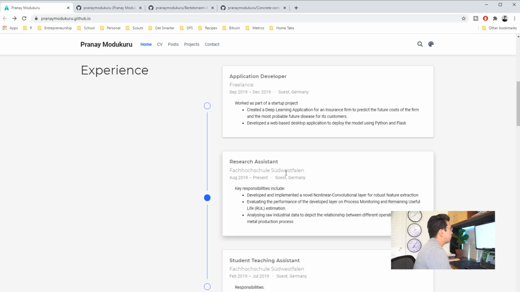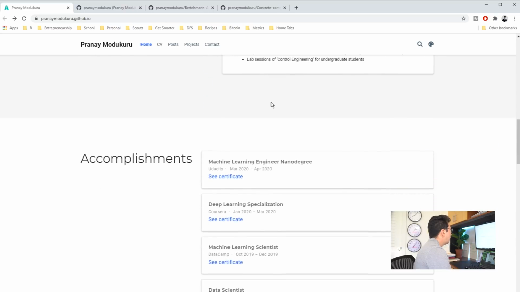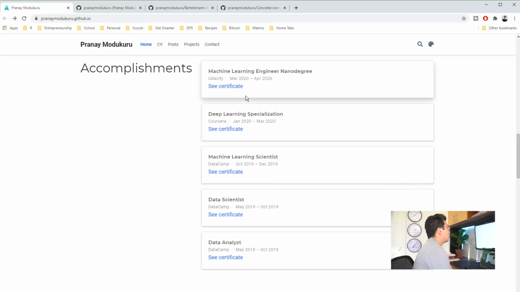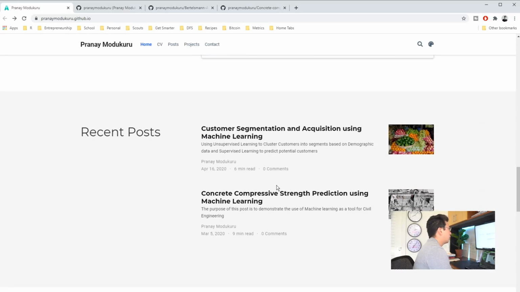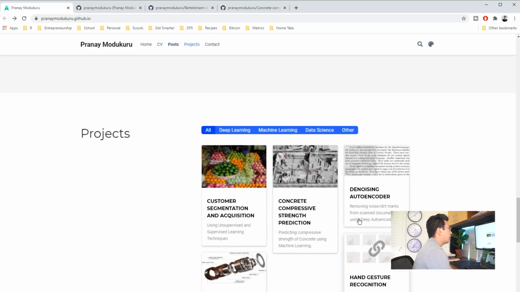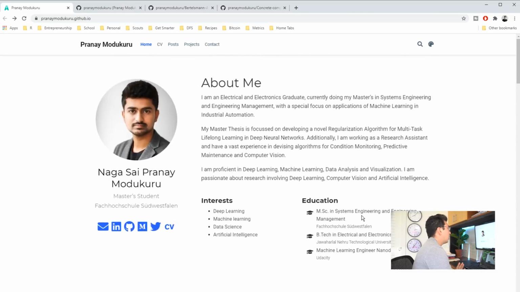I will say some very small things. I recommend that he put the research assistant up top because that's the most recent one. In my personal opinion, I don't think certificates hold as much weight as projects do, for example. So I would put all of his certificates below his recent posts or his projects. These are all links directly to his GitHub page, but there's really nothing ill I can say about this portfolio website. It is very simple, very straightforward, and very effective.